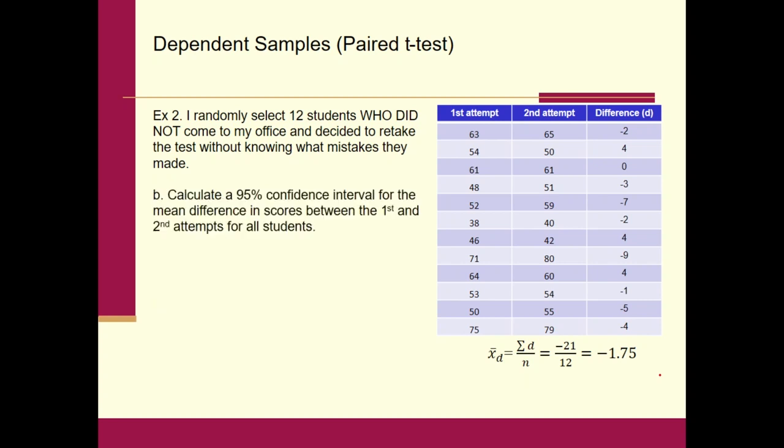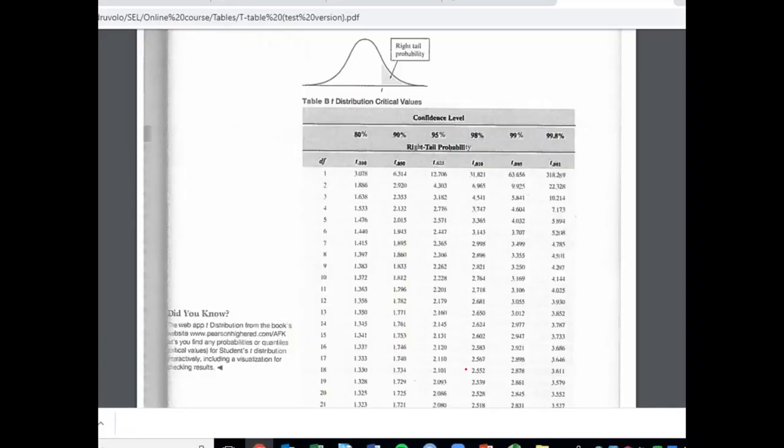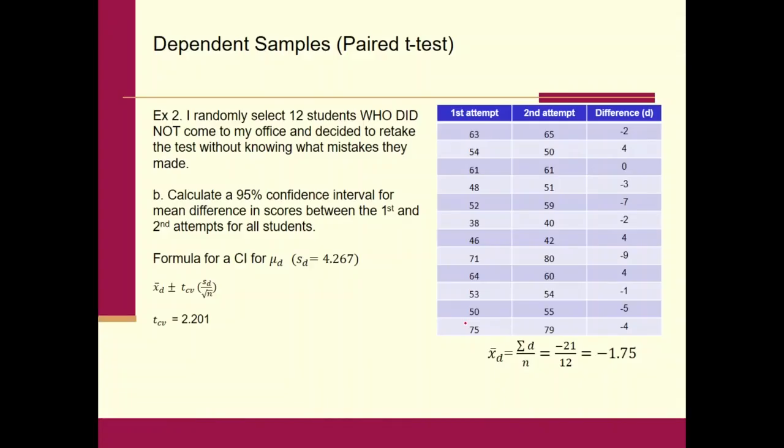Step 2, calculate a 95% confidence interval for mu sub d. And there's our formula again. We're going to have to look up the critical value. We have 11 degrees of freedom, and we're going to create a 95% interval. Let's see, 11 degrees of freedom, 95%. I got here 2.201. There's our critical value from our t-table. I throw the numbers into our formula, and I got a margin of error of 2.71.